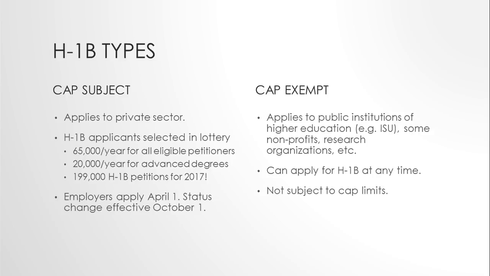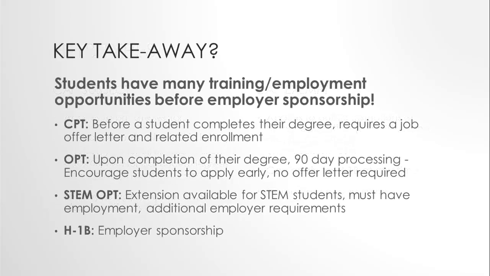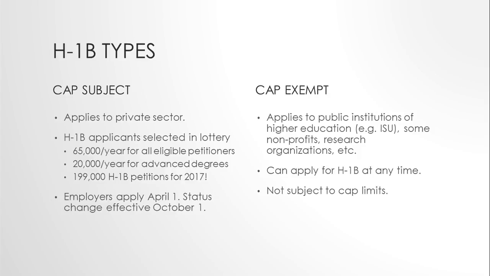And you can see on the left-hand side here is that there are 65,000 visas that are available for all degrees, from bachelor's, master's, and PhDs. And then there's an additional 20,000 visas that are set aside specifically for students that have advanced degrees, such as a master's and PhD. You also see that for 2017, the US government announced that roughly 200,000 applicants applied for an H-1B.